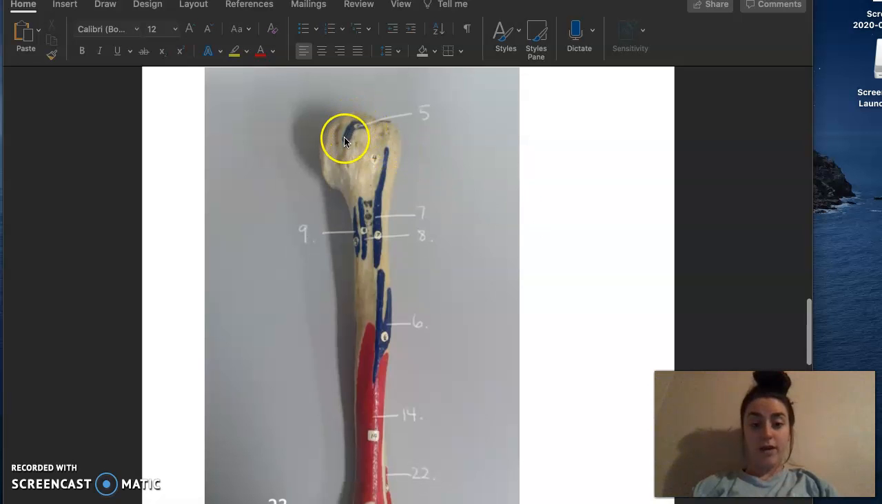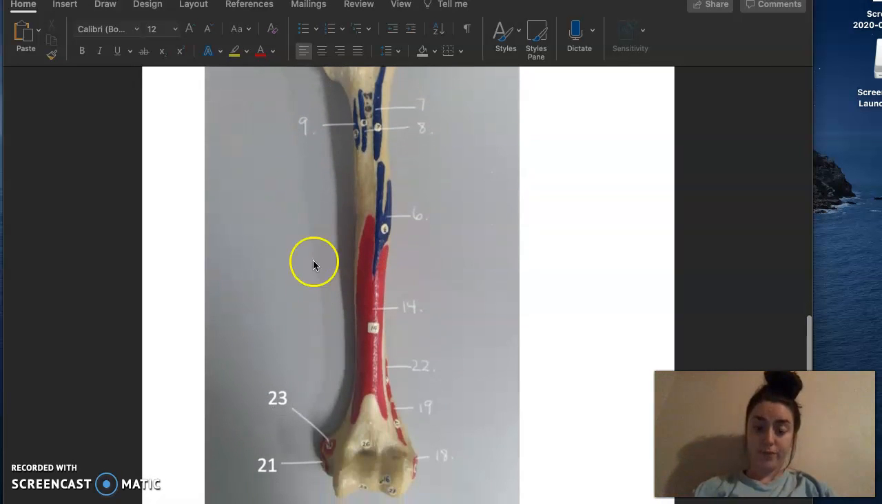Okay, at number 5, we have the insertion of the subscapularis. At number 7, we have the insertion of the pectoralis major. At number 8, we have the insertion of the latissimus dorsi. And at number 9, we have the insertion of the teres major. Number 6 is where the deltoid would insert.